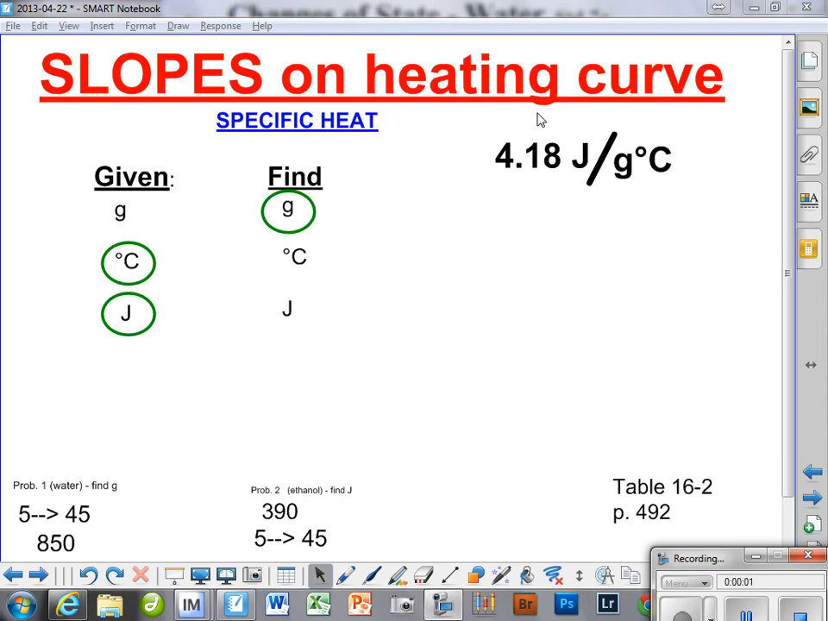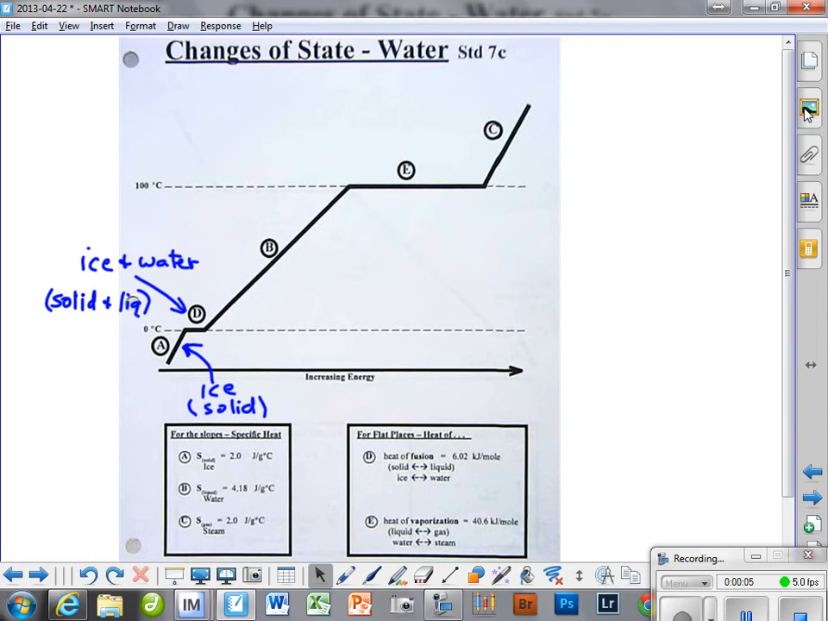So when we're talking about the slopes of the heating curve, on the heating curve we have two areas basically. We have the A, B, C areas that are slopes, and then we have the D and E areas that are what I call the flatlands, or the flat places. And the flat places are where you add energy to water as a solid, liquid, or gas.